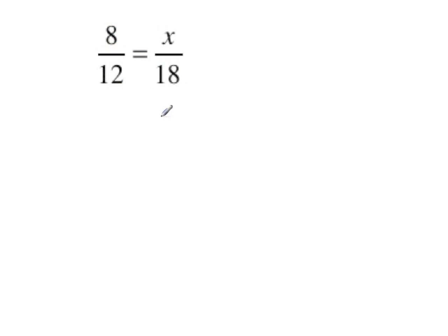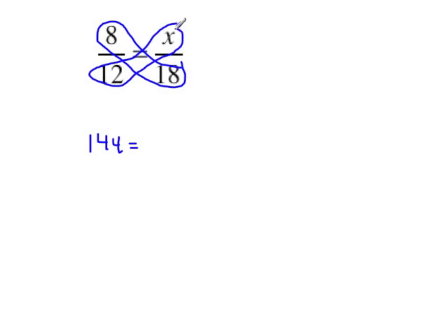Let's do another one. 8 over 12 equals x over 18. Notice the x can be in any of 4 positions. It does not always have to be in the lower right. 8 times 18 is 144. Equals x times 12, which is 12x. It is okay for our variable to end up over on the right side. We will still solve the equation the same way. 12x means 12 times x. Undo it by dividing both sides by 12. The 12's will cancel out on the right side, and 144 divided by 12 is 12.